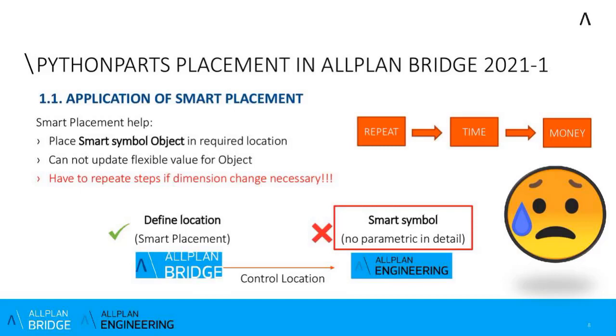If you want to change the dimension of the item, like the dimension of the bearing support or tendon I mentioned before, then until now we have had an issue with getting parametric detail. We cannot have it, so we have to repeat the steps whenever a dimension change is necessary. So it takes time and money also.